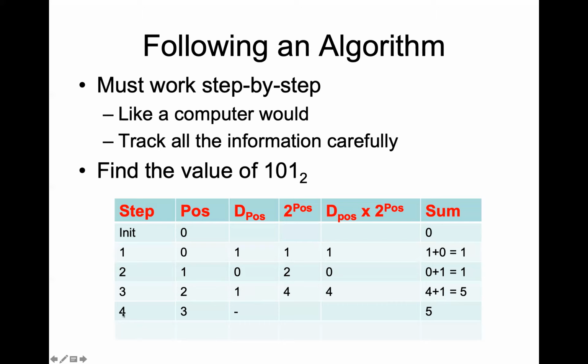And now we're done with the algorithm because now that pos goes to 3, we can see that it refers to a position that's outside of our stored binary number. So that's the termination condition for our algorithm. And so the final integer represented by 101 in base 2 is going to be the number 5.